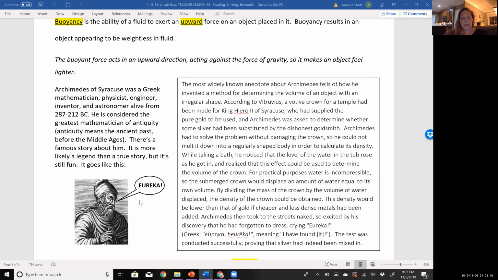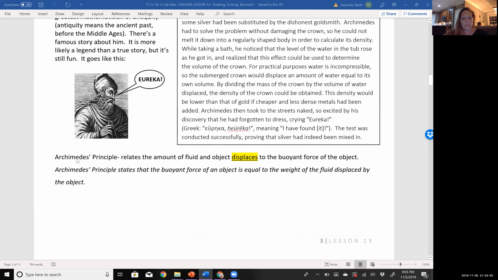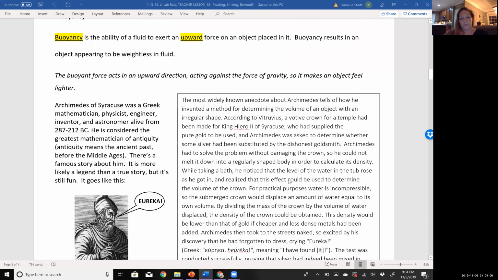And he gave us this principle here, which says Archimedes' principle relates the amount of fluid an object displaces to the buoyant force of the object. Archimedes' principle states that the buoyant force of an object is equal to the weight of the fluid displaced by the object. All right, so there's this awesome story about him.